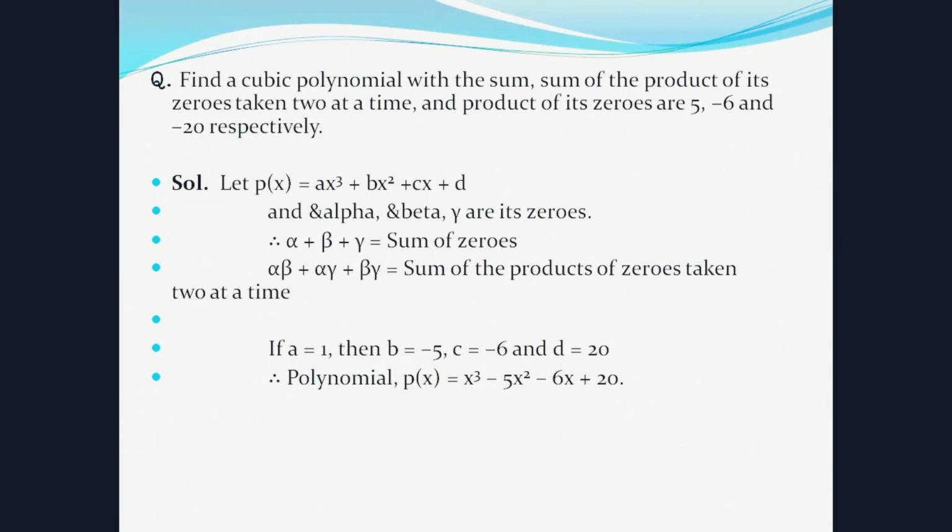So we can easily find the value of a, the value of b, the value of c and d. The general form of the cubic polynomial is ax to the power 3 plus bx to the power 2 plus cx plus d. So we will just put the value of a equal to 1, b equal to minus 5, c equal to minus 6 and d equal to 20 in this general form, and we will find the polynomial as x to the power 3 minus 5x to the power 2 minus 6x plus 20.